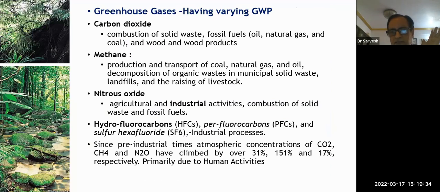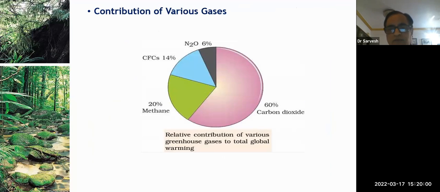Now, the various gases are there. Particularly, they are having the varying global warming potential, and they are carbon dioxide, methane, nitrous oxides, and the fluorocarbons. It may be hydrofluorocarbons or the carbon-containing fluorocarbons, and sulfur hexafluoride. Now, it is reported by the US EPA that regarding the contribution of these GHG gases, the carbon dioxide tops the list, followed by the methane 20% and fluorocarbons around 14%, and the nitrous oxide around 6%.